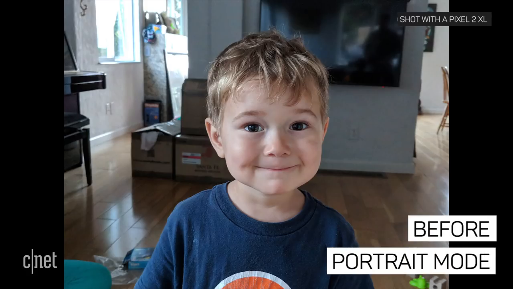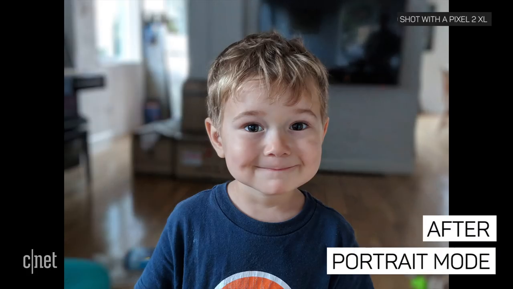So there are actually two techniques. The first technique is machine learning. By training a model on a million images, a lot of images, we're able to understand foreground, background, segmentation, and on both the front and rear camera, get a really nice background blur.